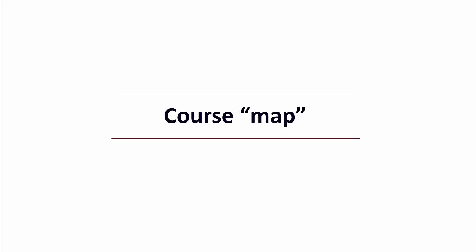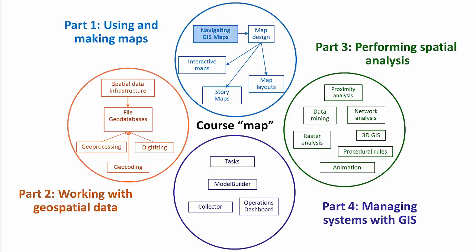Now that you have a little bit of a flavor of what is GIS, what are features and layers, what are some of the analytic tools and software and apps used in GIS, let's take a quick look at the course map and what you'll learn in the course. So we've divided the course up into really 4 sections. The first section is using and making maps. So the first 3 lectures and chapters are going to talk about navigating maps, map design, how maps are interactive, and story maps and a map layout, which is exporting your map.